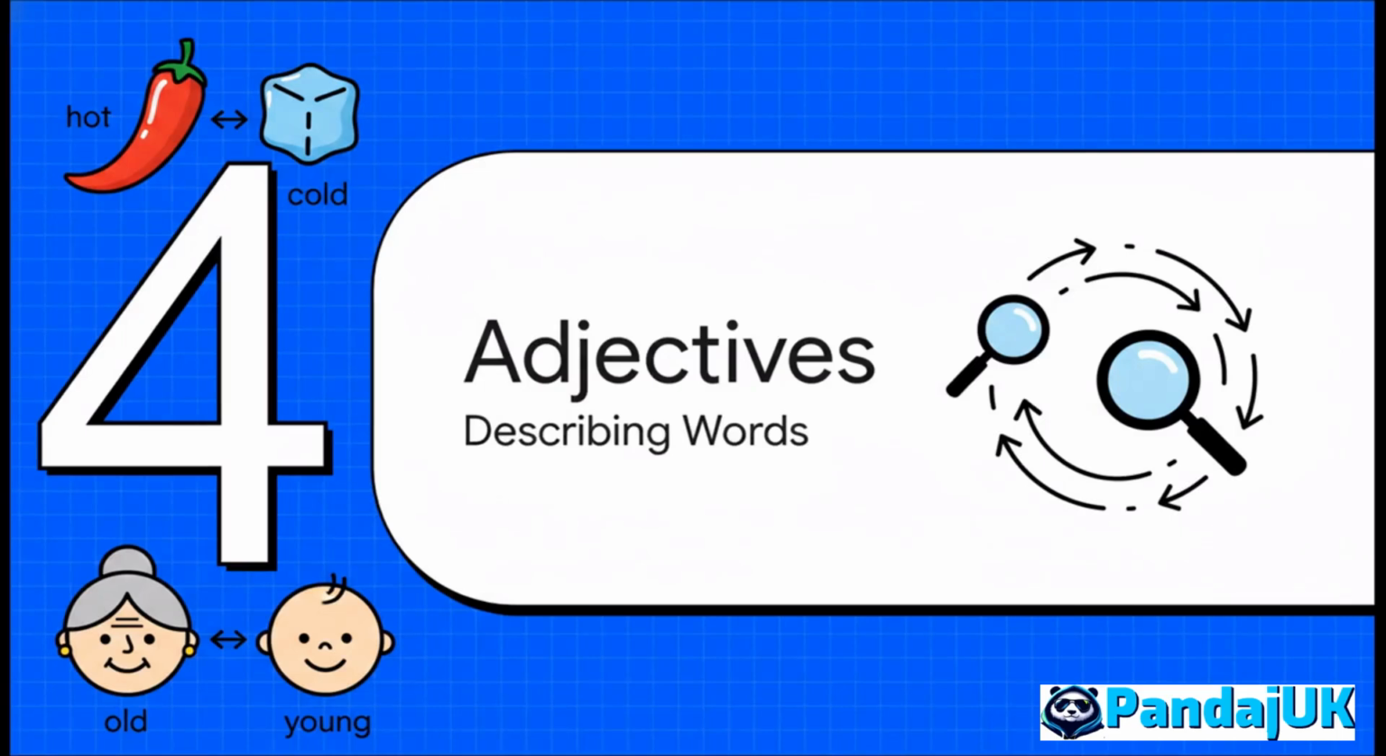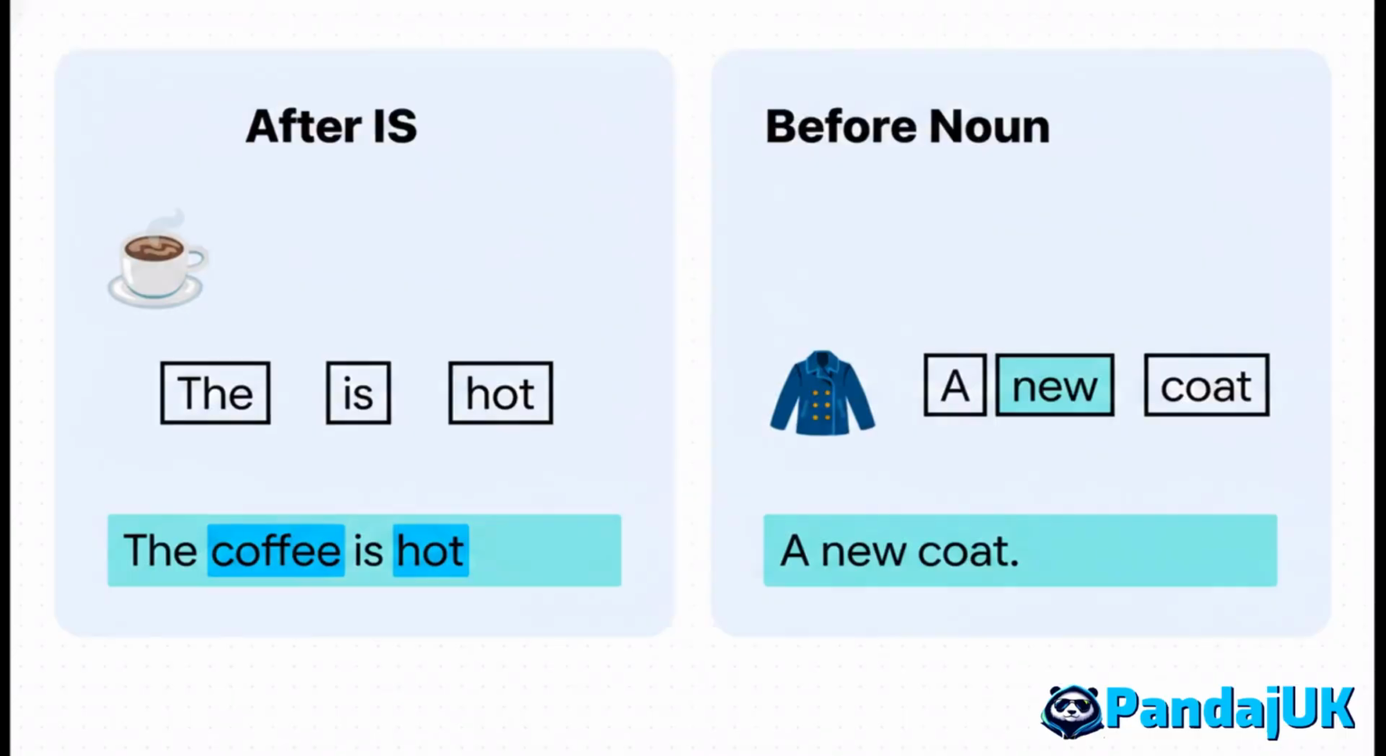Number 4, describing with adjectives. These are words that give us more information, like hot, cold, young, or old. Now, what's really interesting here is that we can put these describing words in 2 different places. We can put them after a to be word, like is. For example, the coffee is hot. Or we can put them right before the naming word.